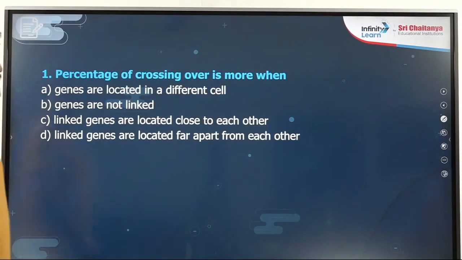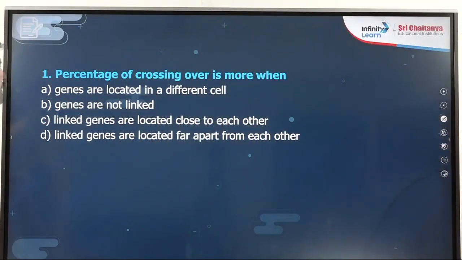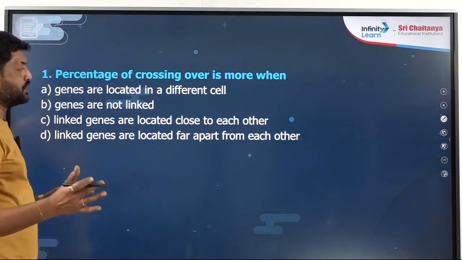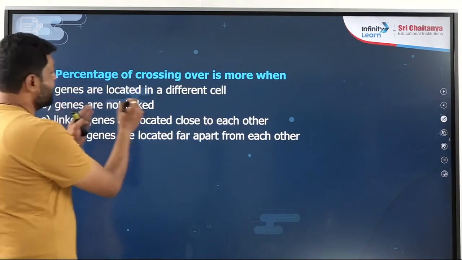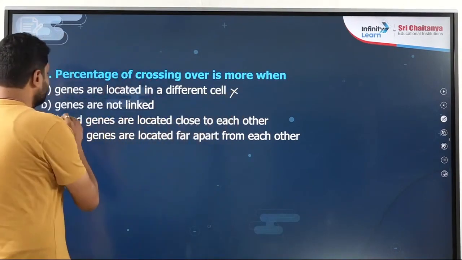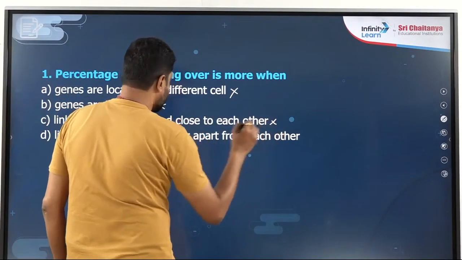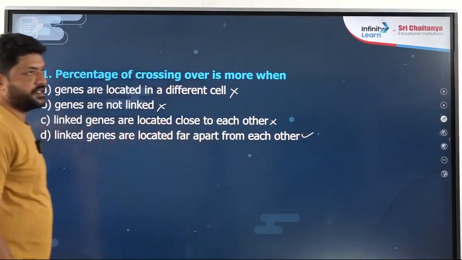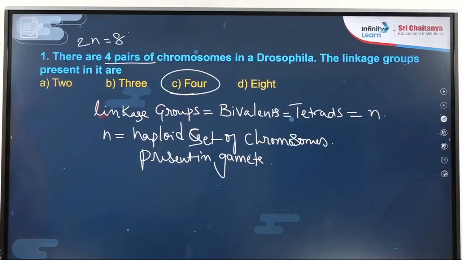Next, the percentage of crossing over is more when? The percentage of crossing over will be more when the distance between 2 genes is more. You have to habituate to another feature also. Genes are located on different cells? Incorrect, genes are not linked. Linked genes are located close to each other? Incorrect. Linked genes located apart from each other? This is the correct answer. Clear? If the distance between 2 genes is more, crossing over will be more.